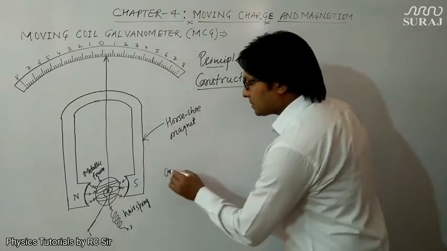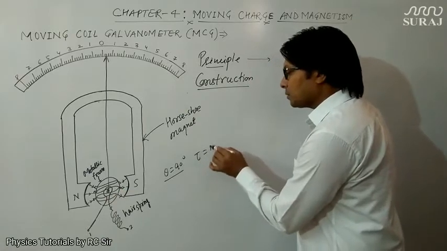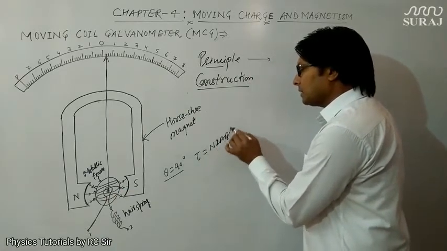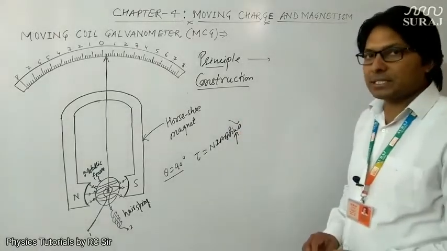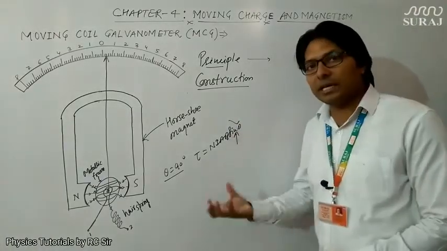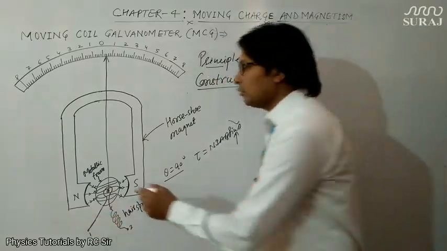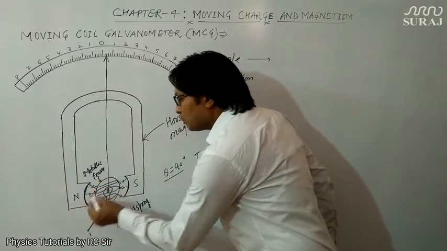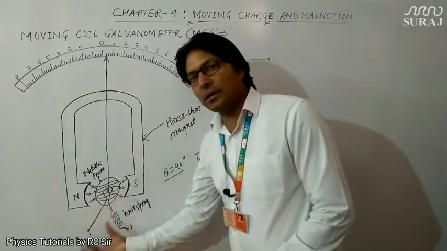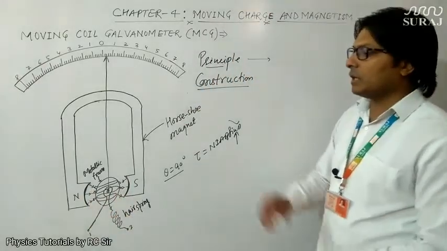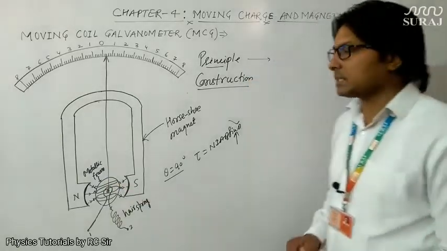If theta becomes 90 degrees, you know that torque becomes maximum, because the formula of torque is NIAB sine theta. We want the torque to be maximum, therefore we use a radial magnetic field here. To produce the radial magnetic field, we cut the north pole and south pole of this horseshoe magnet in semi-cylindrical form. That is the reason for such special shapes of the poles.